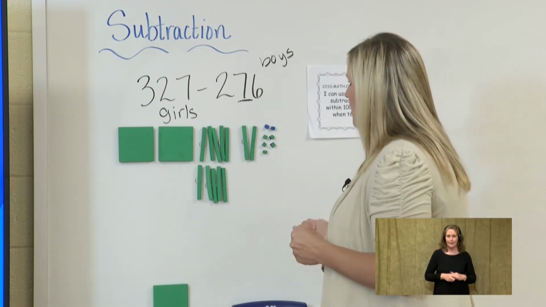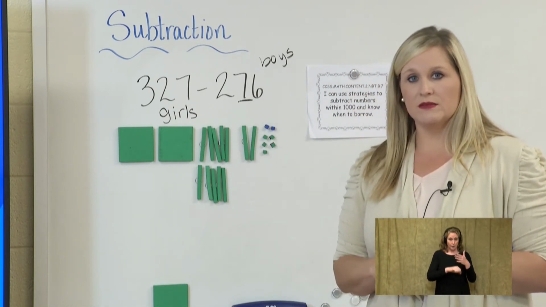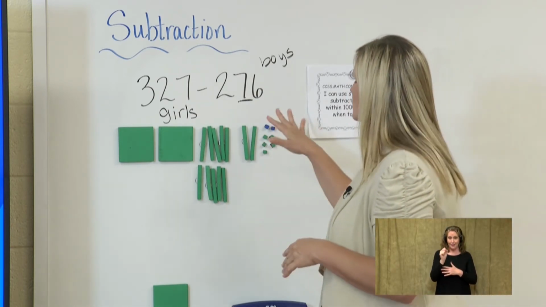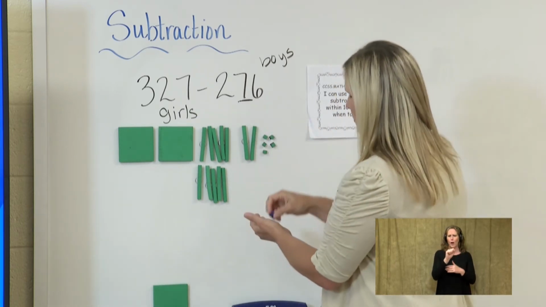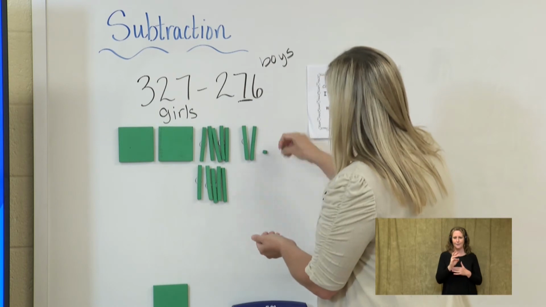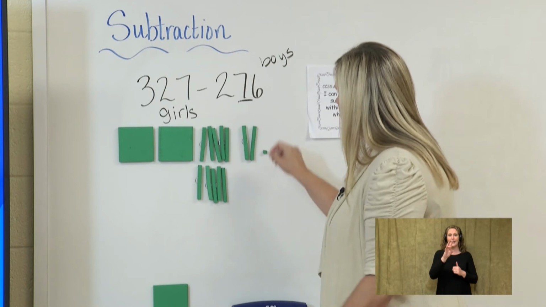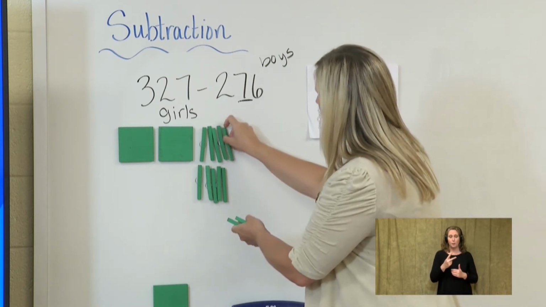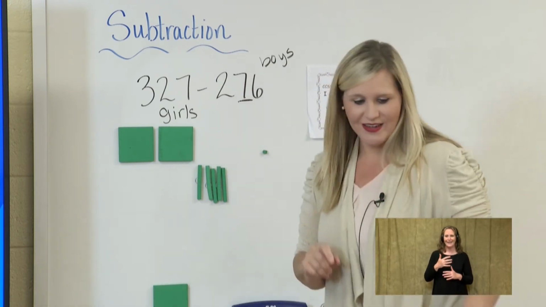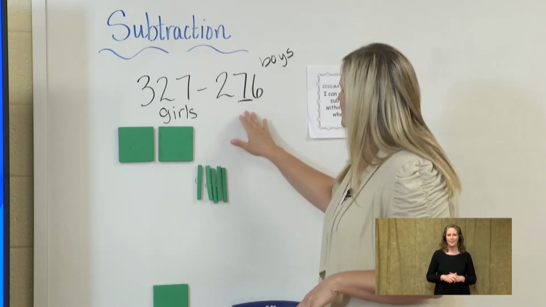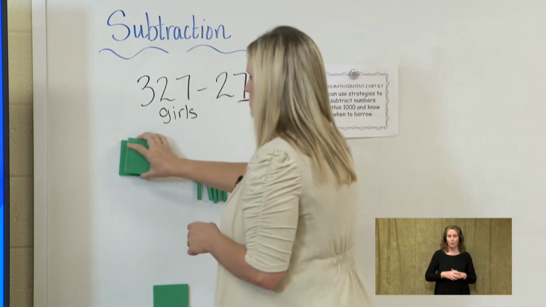So now, looking at our problem, can we take away 276? We can. So let's start here and take away, let's see, we're going to take away 6 ones. So let's go ahead and start there. 2, 4, 6. So there's my 6 ones. We're going to take away 7 tens. 1, 2, 3, 4, 5, 6, and 7. Take away 7 tens, and then we take away how many hundreds? We take away 200s. We have no hundreds left.